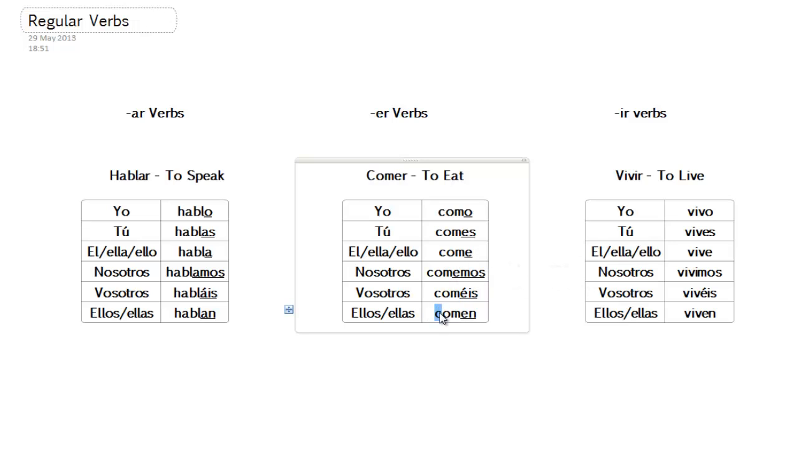And they, ellos, ellas, comen. Okay, so let's say, to say a lot in Spanish, you say mucho, right? Now, if I want to ask, do you eat a lot? I would use it with the intonation. Remember the intonation? ¿Comes mucho? That's, do you eat a lot? ¿Comes mucho? ¿Como? Sí, como mucho. Yes, I eat a lot.